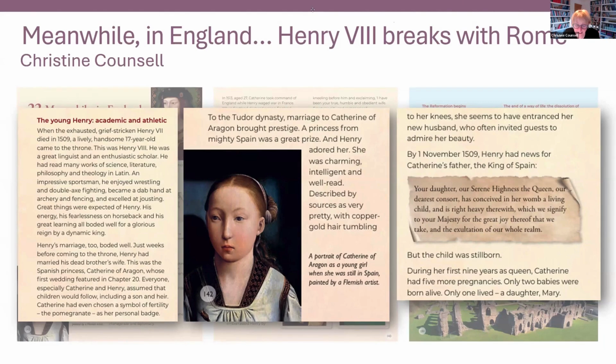By the 1st of November 1509, Henry had news for Catherine's father, the King of Spain. "Your daughter, our Serene Highness the Queen, our dearest consort, has conceived in her womb a living child, and is right heavy therewith, which we signify to your Majesty for the great joy thereof that we take, and the exultation of our whole realm." But the child was stillborn. During her first 9 years as queen, Catherine had 5 more pregnancies. Only 2 babies were born alive. Only one lived, a daughter, Mary.